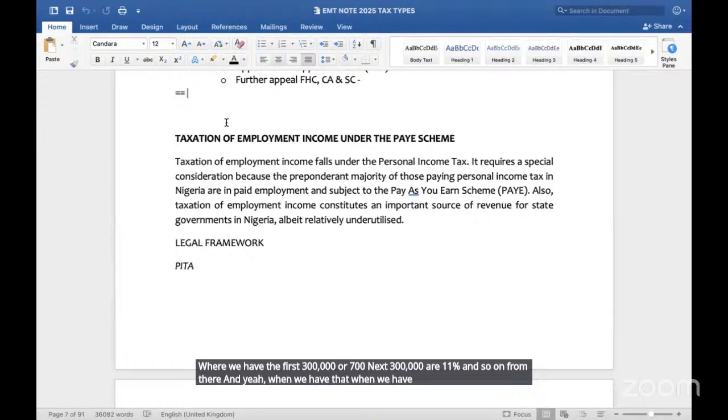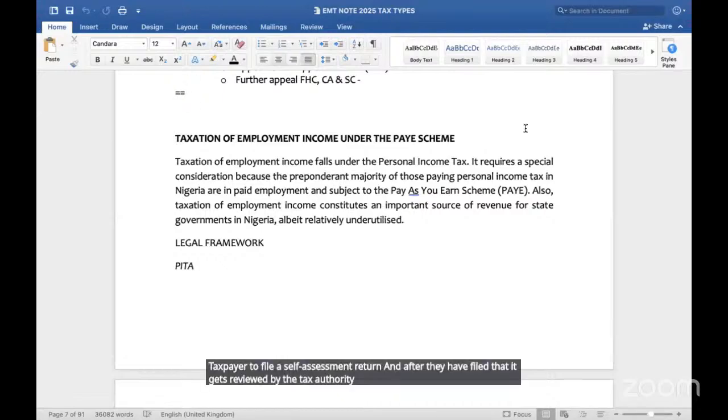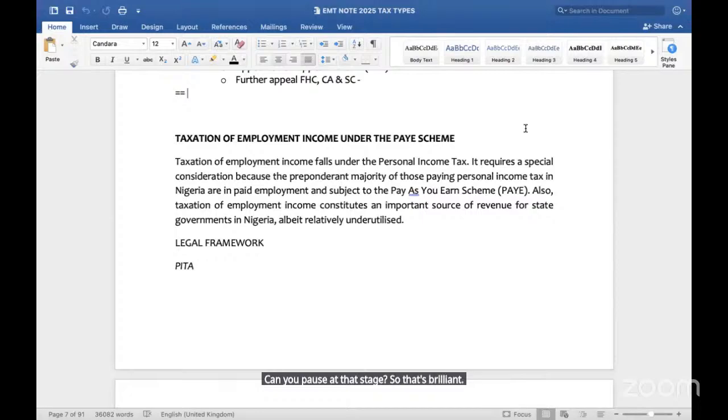And yeah, when we have the minimum tax that is supposed to be charged, the next step is for the taxpayer to file a self assessment return. And after they have filed that, it gets reviewed by the tax authority. Rahimat, can you pause at that stage? Okay. So that's brilliant. So thank you. Let's let somebody, Victor, you can take over from there.